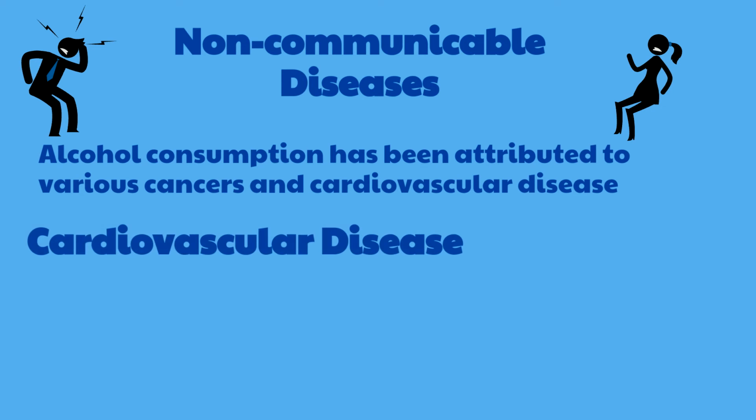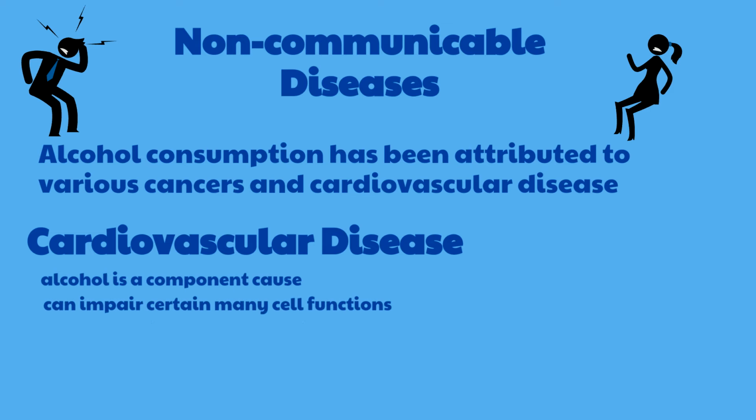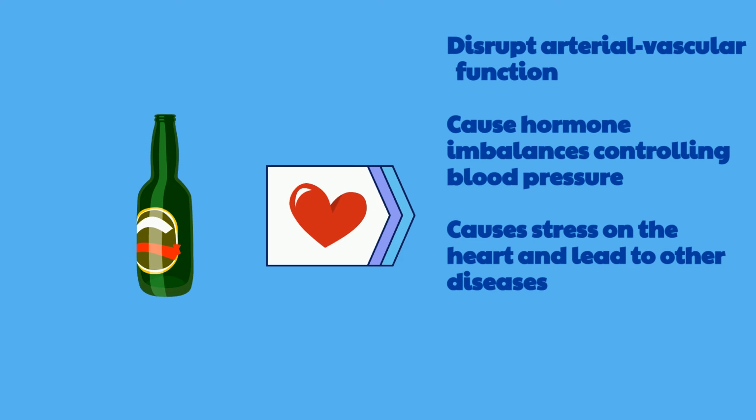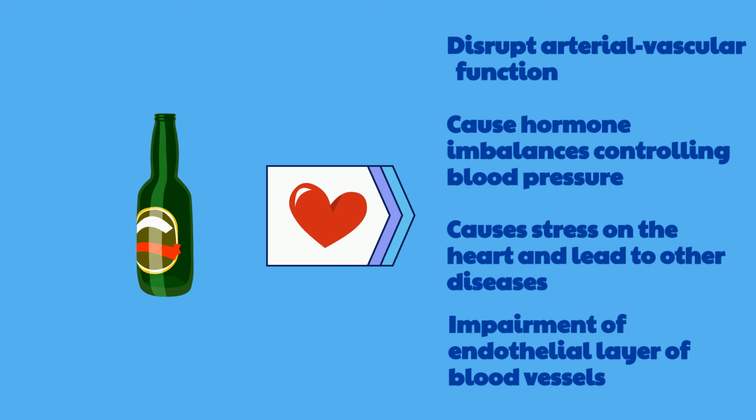In cardiovascular disease, alcohol is a component cause and impairs certain functions within cells, leading to the buildup of plaque in the arteries. Alcohol can also disrupt arterial vascular function and cause hormone imbalances that control blood pressure. When blood pressure is significantly affected, it can cause stress in the heart and over time can lead to other diseases. The biggest detriment to cardiovascular health from alcohol is the impairment of the endothelial layer in the blood vessels, as it acts as a cascading effect towards arteriosclerosis and other cardiovascular effects.